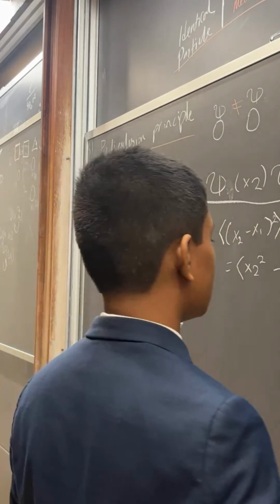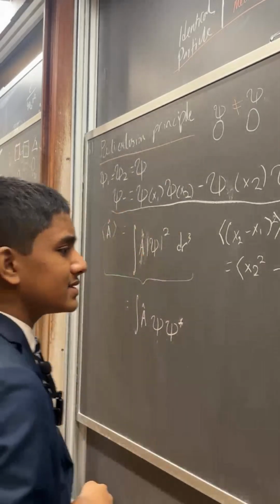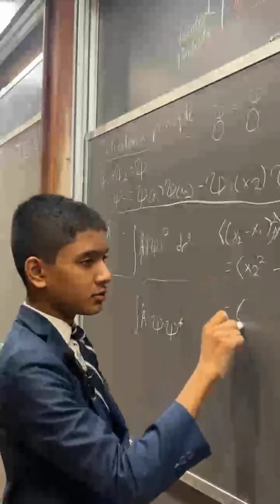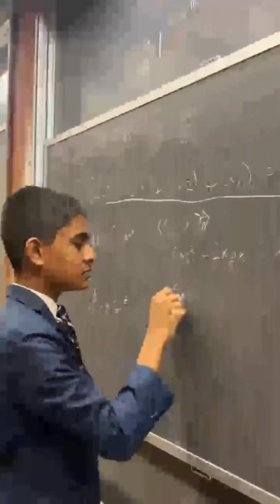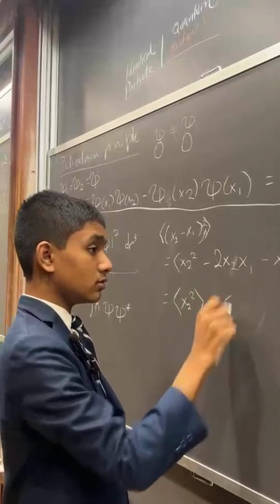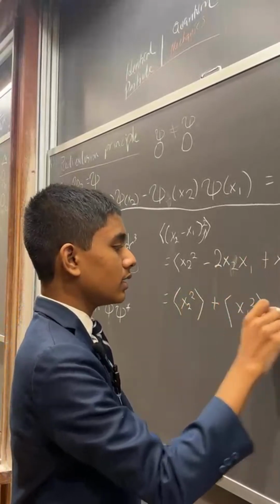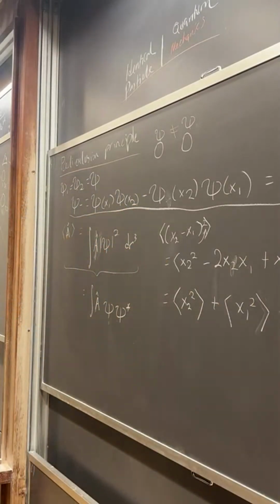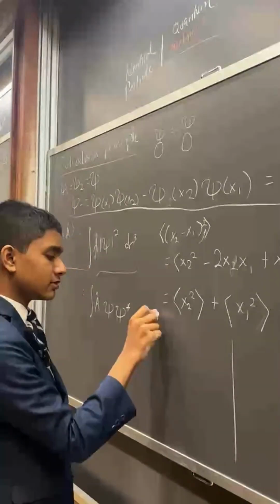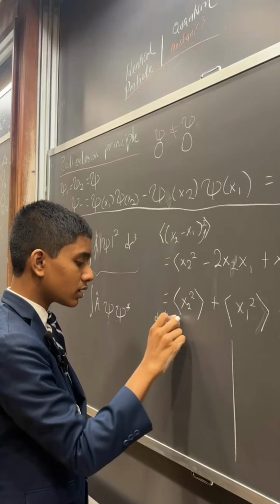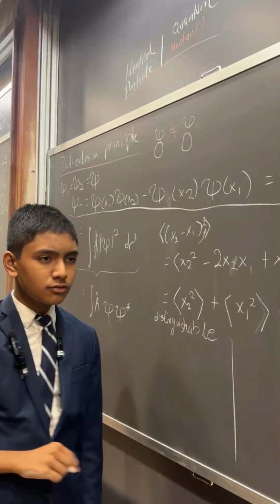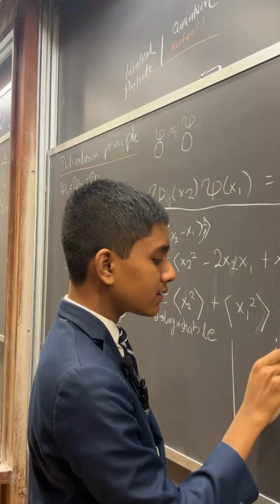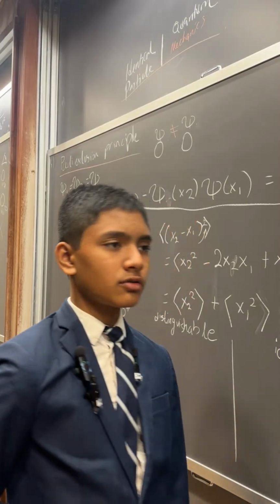Hold up. This should be minus x2 x1 minus x1 x2, but these commute. So this should become x2 squared, oh, why did I put a minus? Plus x1 squared minus 2x1 x2. Now we're going to see what happens with distinguishable particles, the model of quantum mechanics we had approximately 25 minutes ago, and indistinguishable or identical particles, the model that we're currently working with.